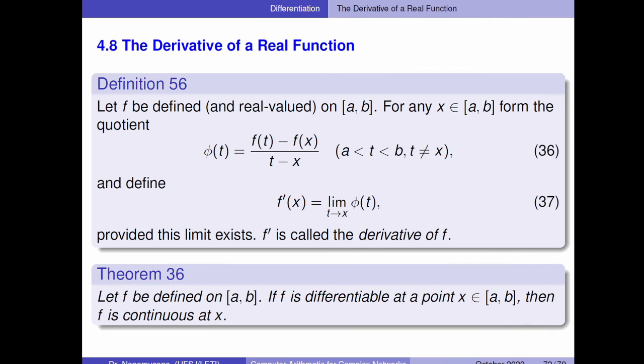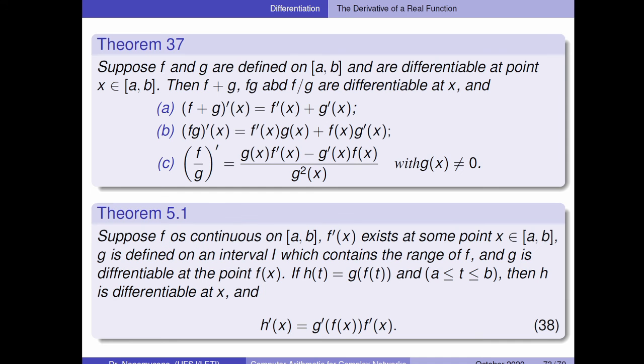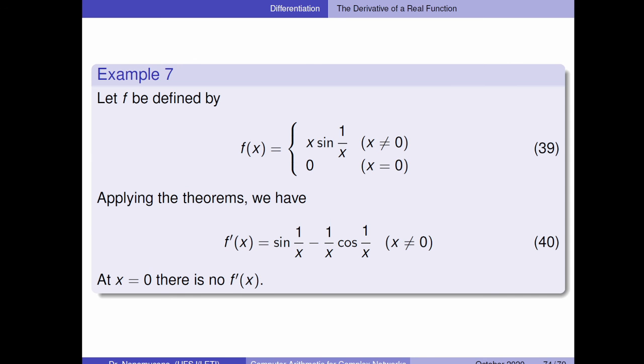Theorem 35, the derivative, just the definition of the derivative. Theorem 36 is just to say what a differentiable point is. You can make some combinations of these functions in theorem 37 and theorem 5.5, just to say that for the composition of functions you can take these derivatives as well, right? And you can use this derivative to produce the result, as in theorem 39.